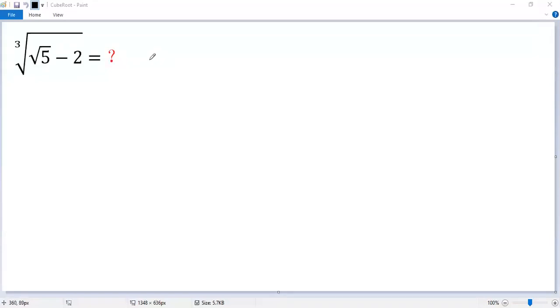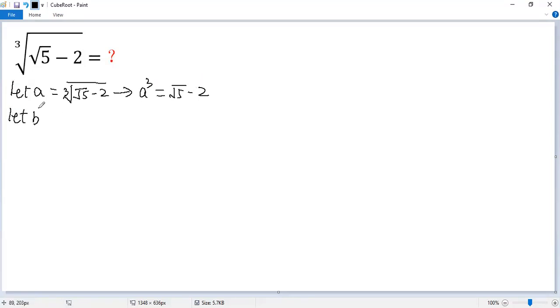Let's see how to simplify the cubic root. Let A denote that. So let A equals cubic root of square root of 5 minus 2. Then A cubed equals square root of 5 minus 2. Let B cubed denote the conjugate. So let B cubed equals square root of 5 plus 2.